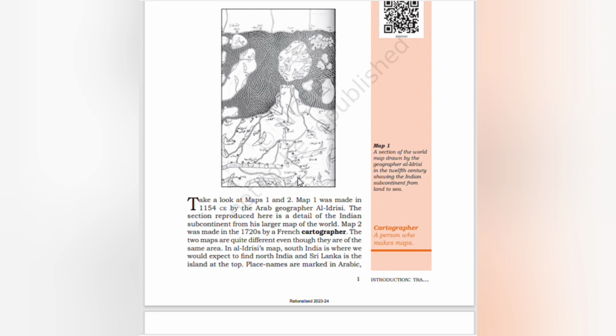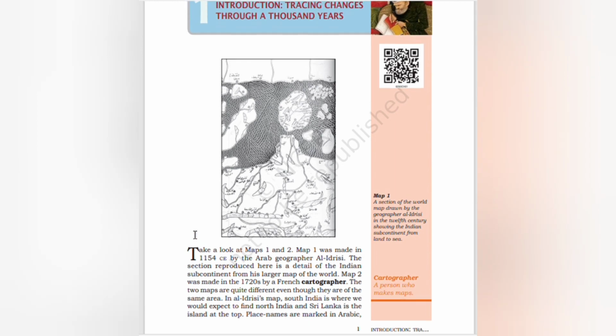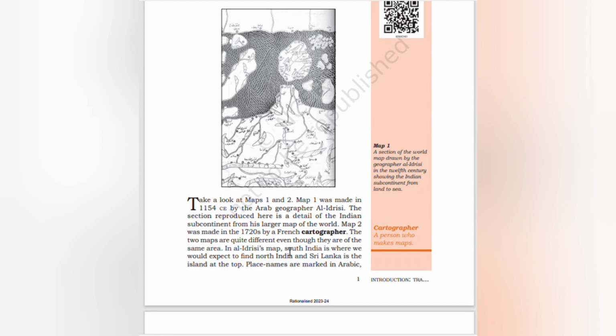Map 1 was made in 1154 by the Arab geographer Al-Idrisi. The section reproduced here is a detail of the Indian subcontinent from his larger map of the world. Map 2 was made in 1970 by a French cartographer. One who draws maps is known as a cartographer. The two maps are quite different, even though they are of the same area.